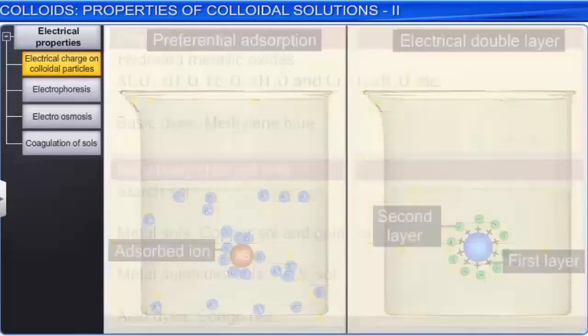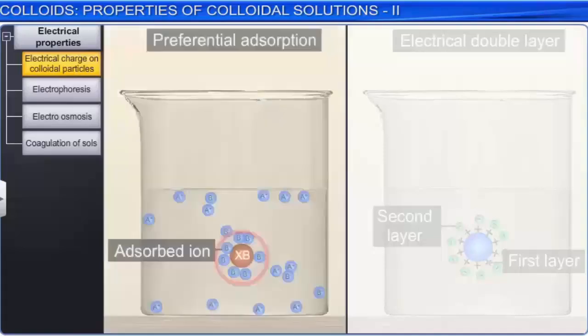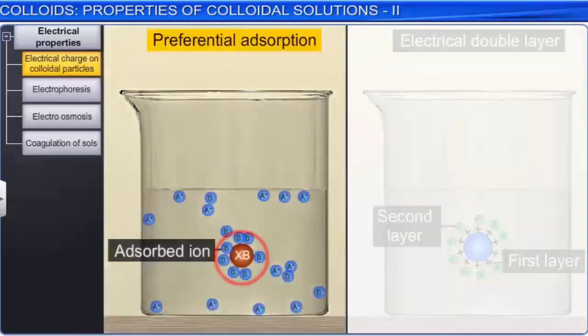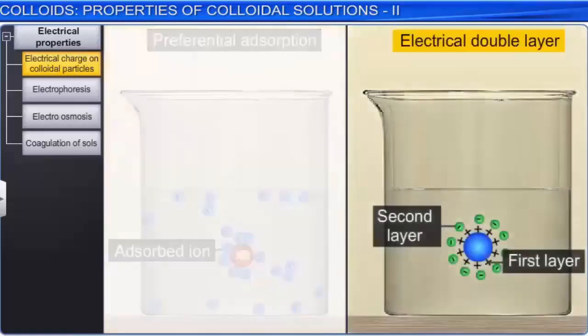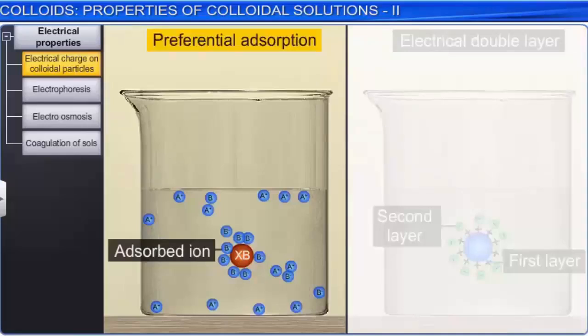The electrical charge on colloidal particles may be due to several reasons. These include electron capture by the colloidal particles during electrodispersion of metals, preferential adsorption of ions from the solution, and the formation of an electrical double layer. Let us discuss the most accepted reason first, the preferential adsorption of ions.